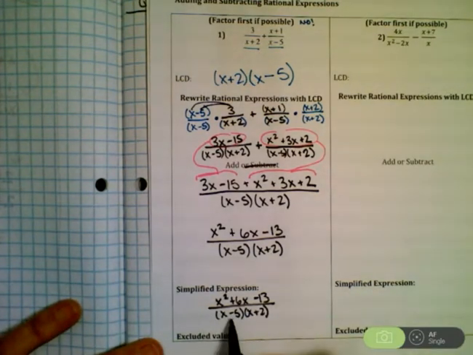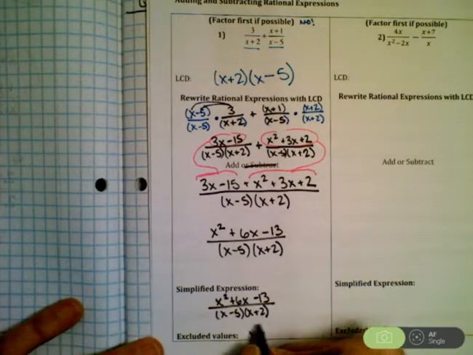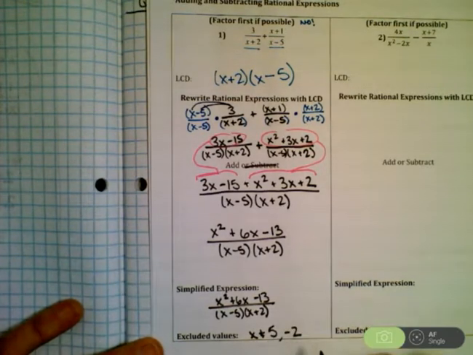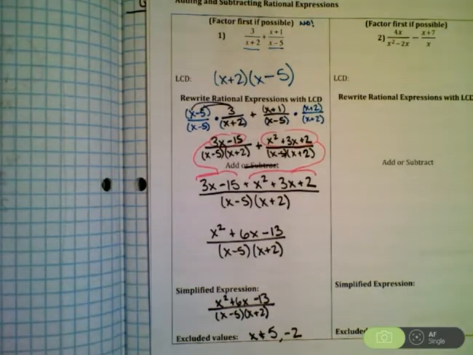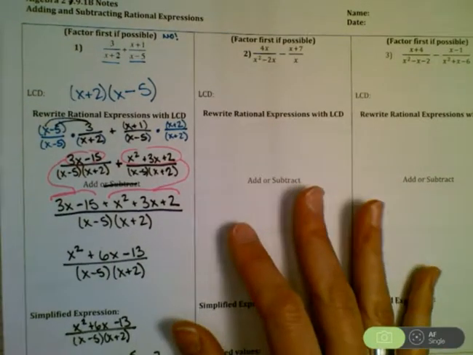And my excluded values, remember, come from my denominator. So x can't be positive 5 or negative 2. They're the opposites of your denominator. Okay, so let's do a couple more and see how this works so we can get used to it.